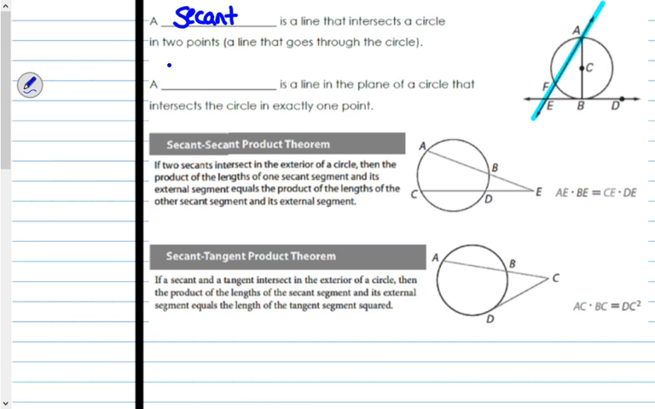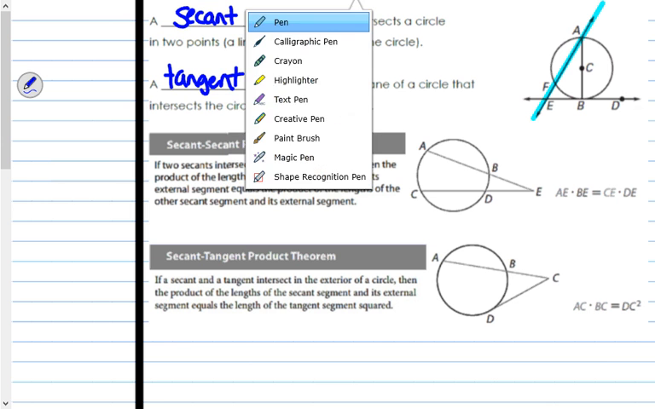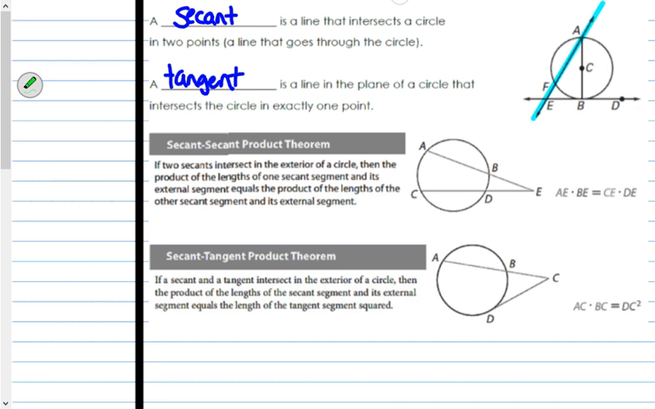A tangent is a line in the plane of a circle that intersects the circle at exactly 1 point. And here's an example of a tangent. This line is intersecting exactly at point B and only at point B. So secant goes through the circle 2 times, tangent only touches the circle 1 time.